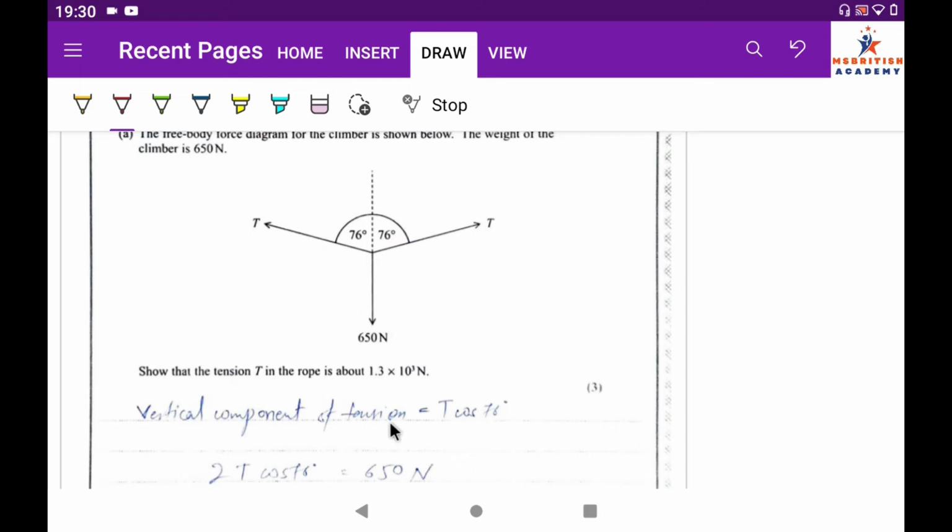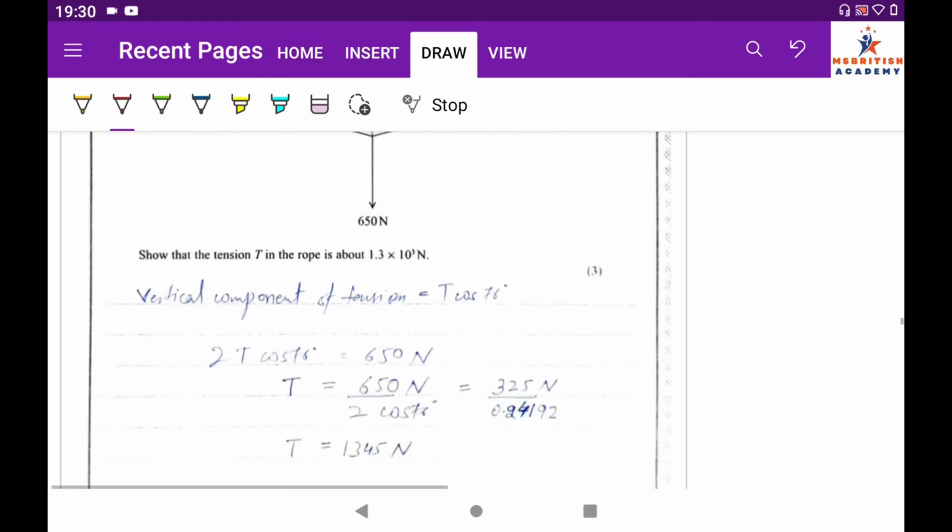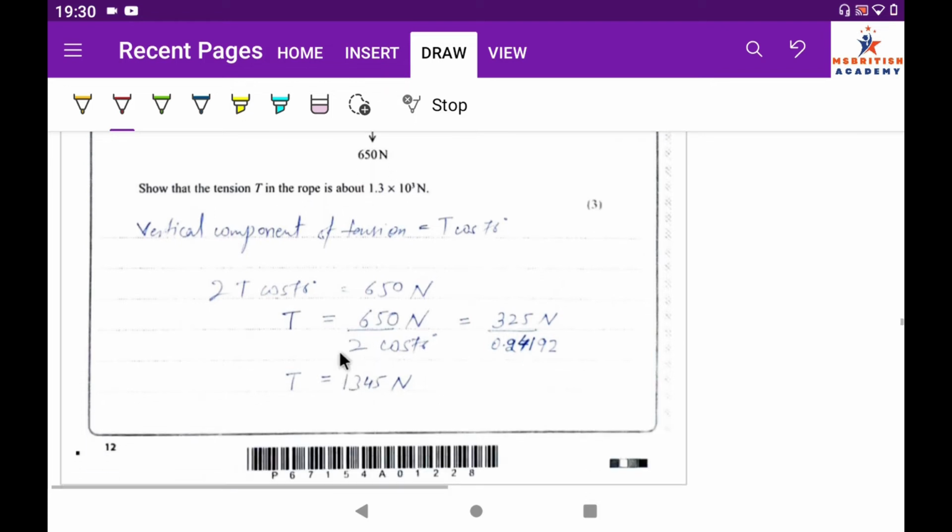So the vertical component of tension is T cos 76 degree, and this will also be T cos 76 degree. So 2 times T cos 76 degree is equal to 650 newton, and T is going to be 650 divided by 2 cos 76 degree. After using calculator we will get T as 1345 newton.